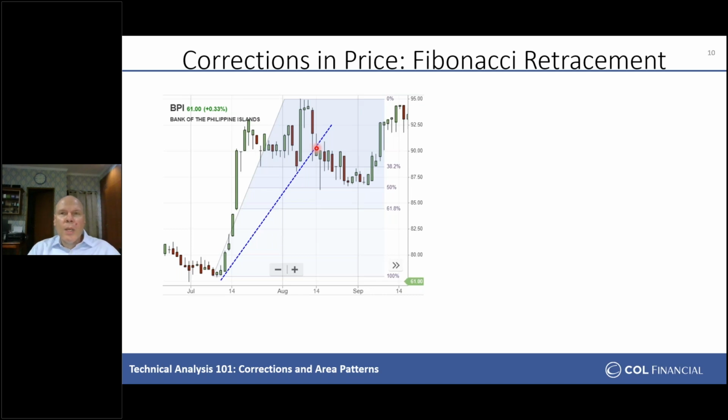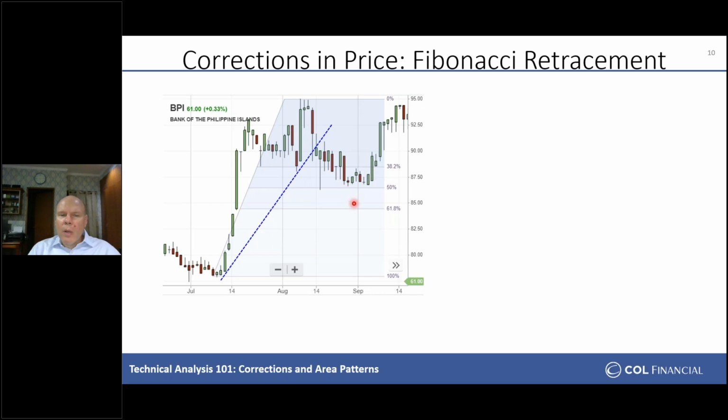And by using the Fibonacci system, we started by drawing from the base of the trend move to the topmost area of a trend move. And you will see as we projected it down, here's a 38.2, 50%, and 61.8% zone. In this case, BPI corrected to the 50% zone. And after that, it rallied, tried again, second time, and then eventually it rallied already after that. So this is still okay.